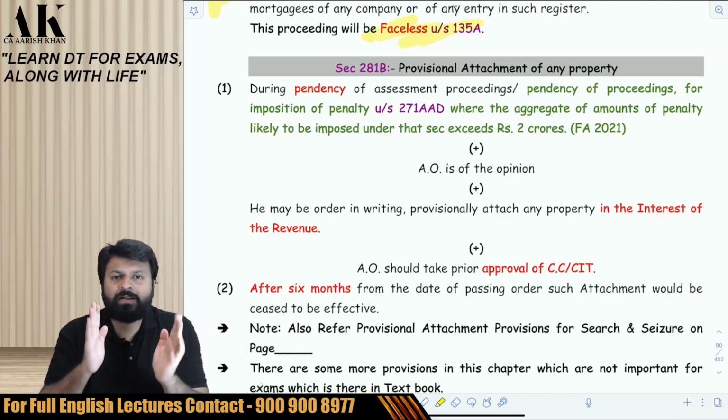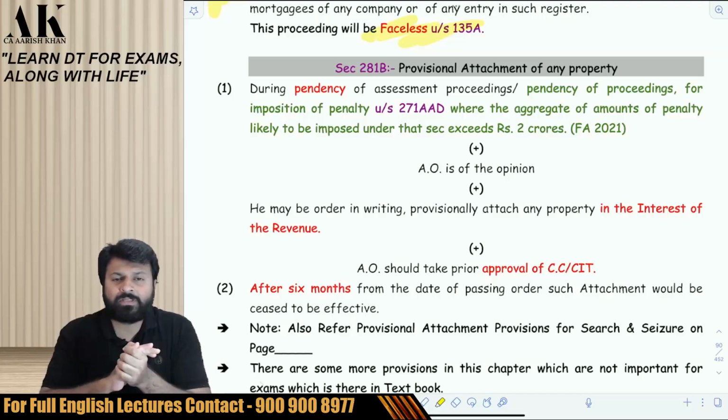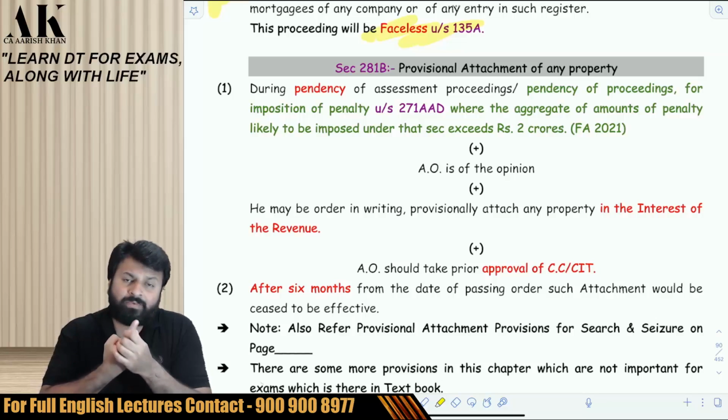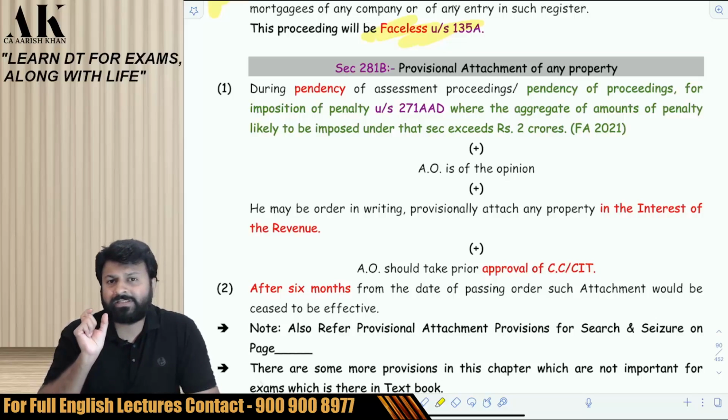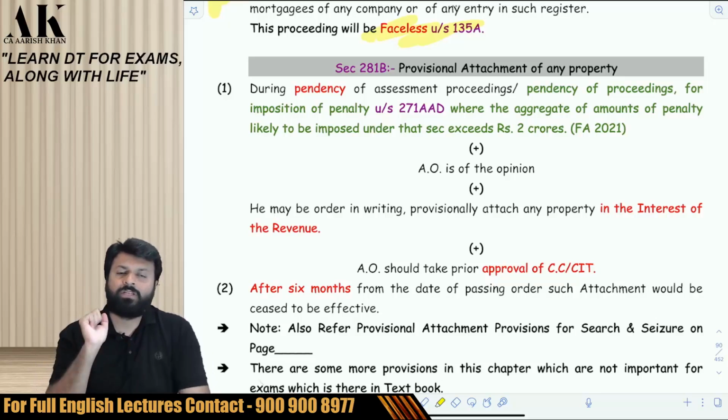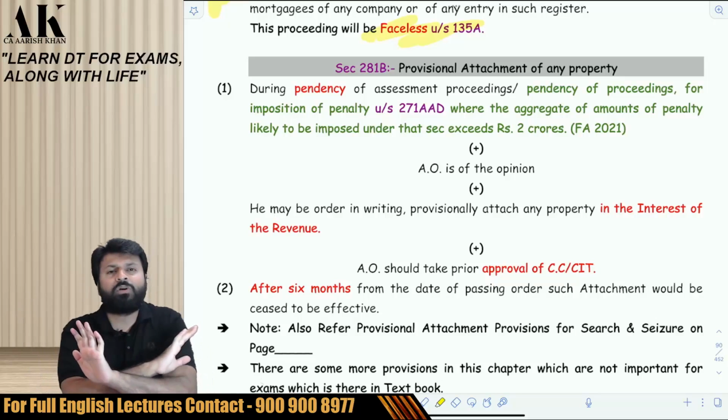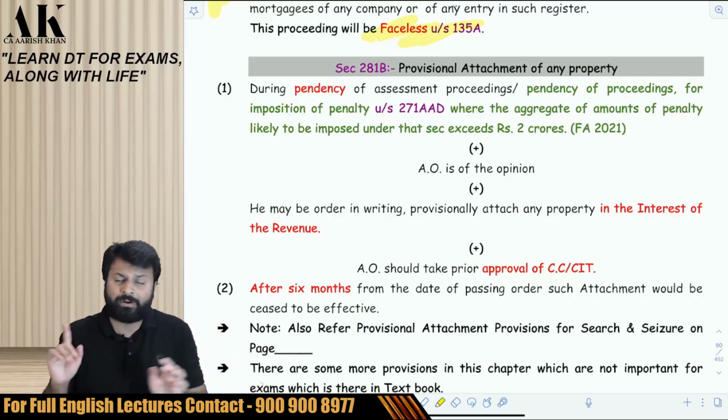So, when can provisional attachment be done? As per section 281B, provisional attachment can be done for two reasons. First, during the assessment proceeding, when the assessment is pending, provisional attachment can be done. So, the first time when provisional attachment can be done is during the assessment proceeding. Second, during only one penalty proceeding, not all. Assessment proceedings, all kinds of assessment proceedings are covered over here, but only one penalty is covered.